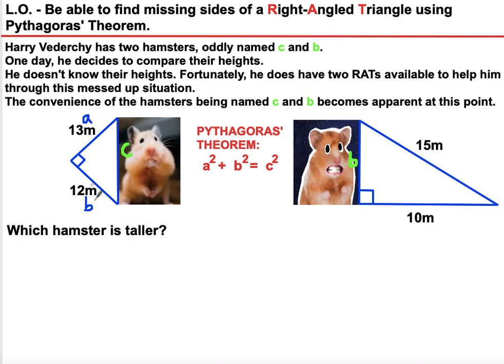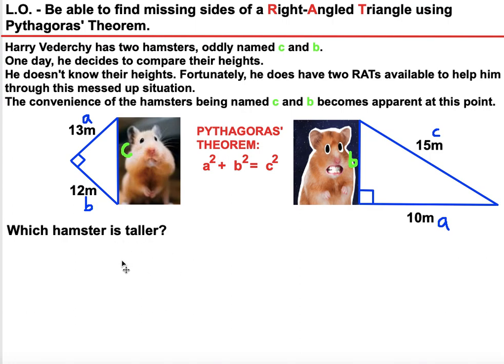So I'm going to do it as follows. You could do it the other way around. As long as you label C correctly, then you can label A and B in either way. Here, we conveniently have a hamster called B. The hypotenuse is the longest side, that is the C, and therefore we have to call the other side A. So now we're going to look at actually applying Pythagoras' theorem to find out which hamster is taller.